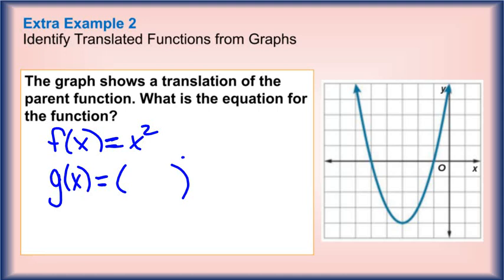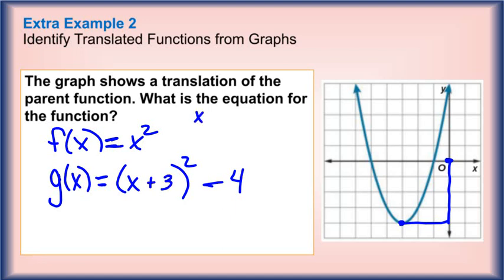I know I'm going to have an x plus or minus a number in here, plus a number out here, and then it moved down because the parent function vertex is here. It's now down here, so it went down 1, 2, 3, 4. That means I have a minus 4 out here, and it went to the left 1, 2, 3, so that's a plus 3. And why is it a plus 3?